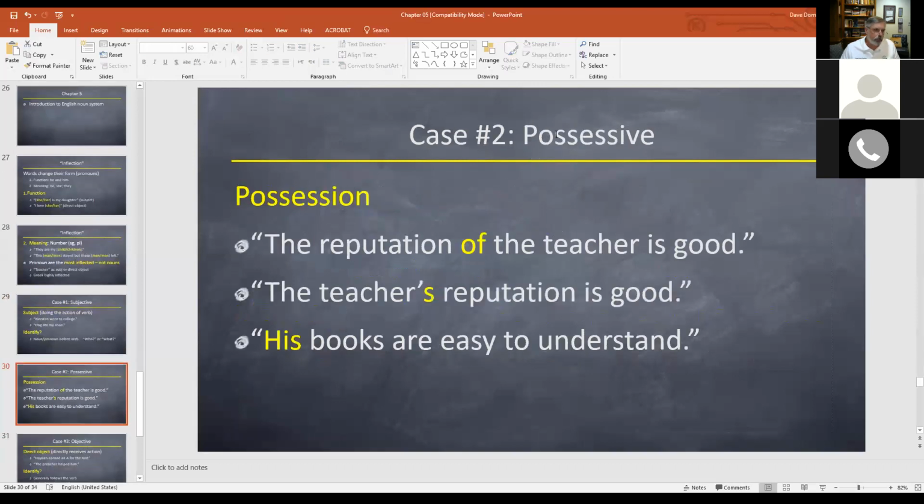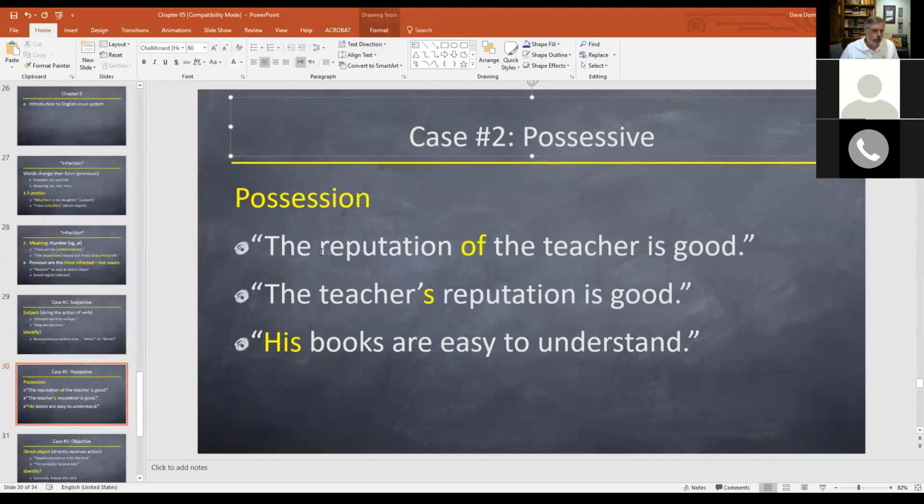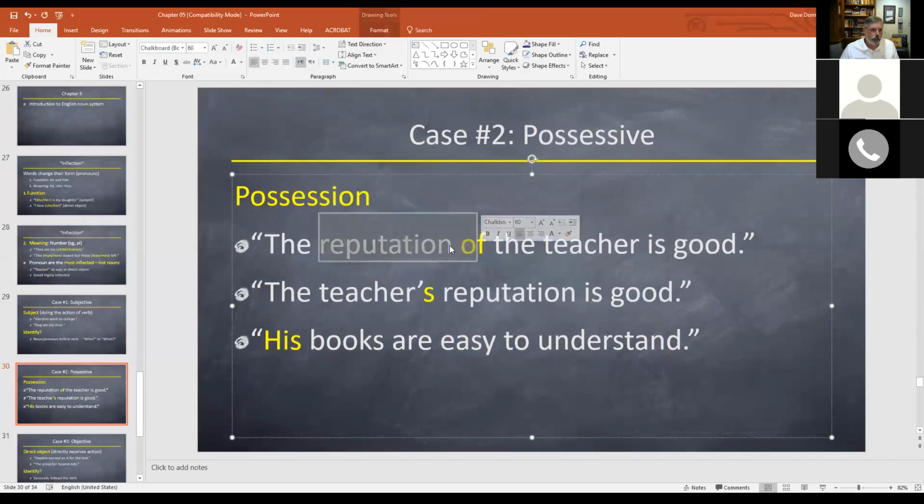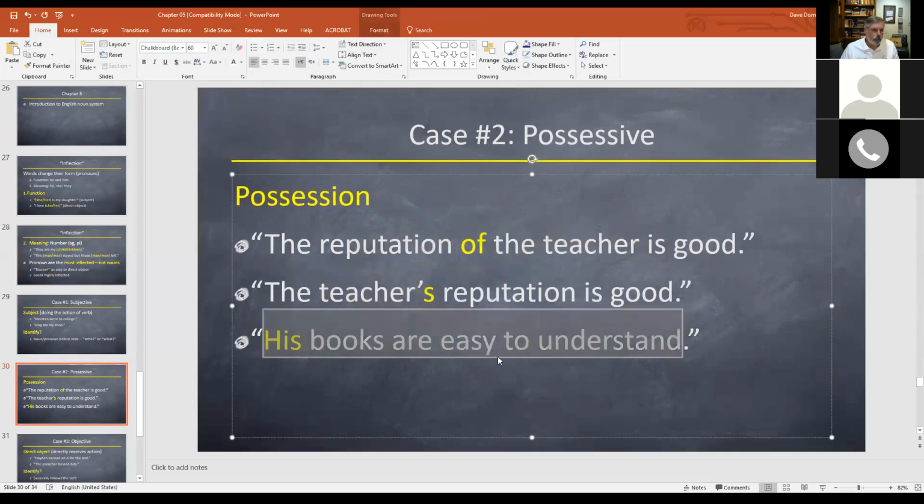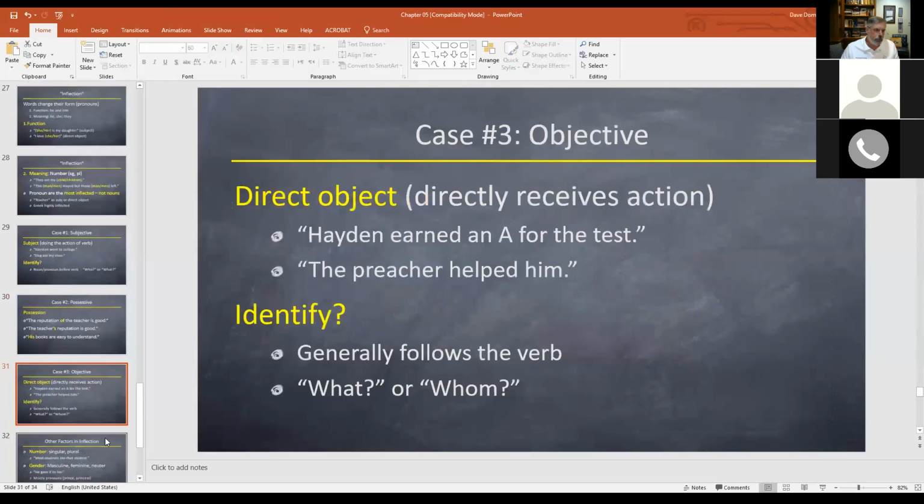We also have another case called possessive. Well, we understand possessive. There's three ways we do possessive in English. We have the reputation of the teacher is good. Or we could say the teacher's reputation is good. In other ways, we can use a pronoun: his books are easy to understand. Those are ways we show possession in English. So we have subjective and possessive. In English, we have objective as well.